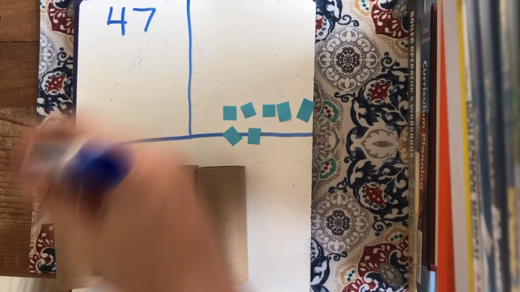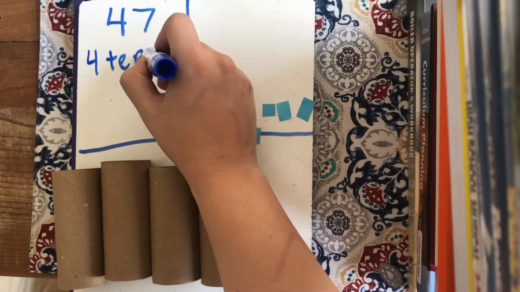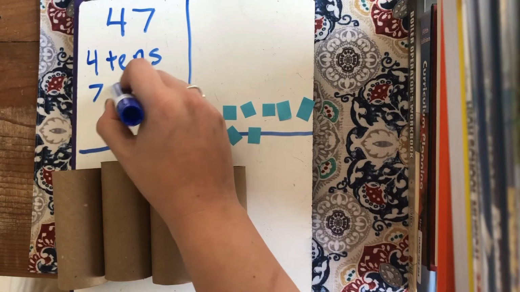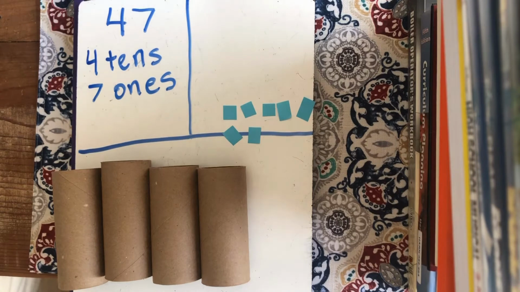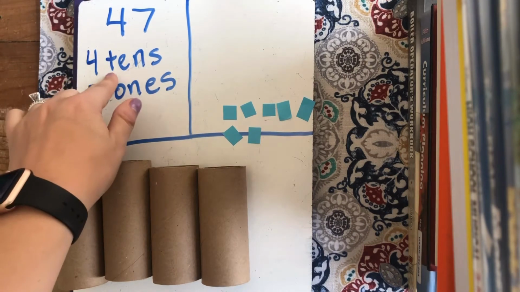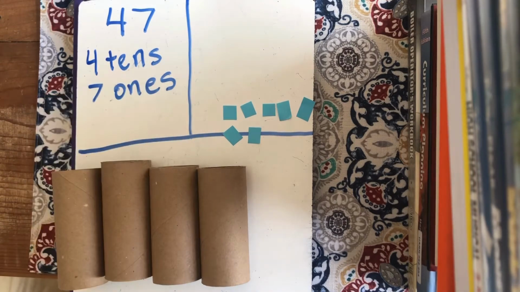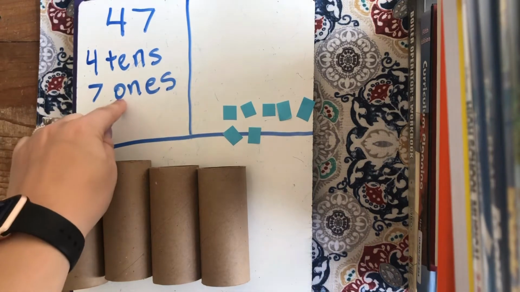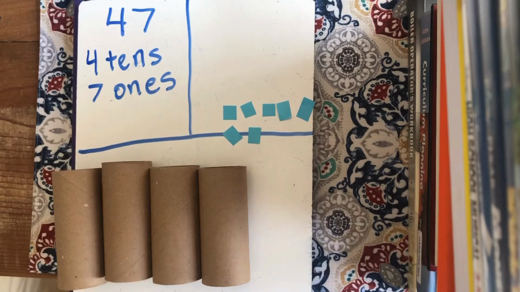So again, that's 4 tens and 7 ones. I'll give you guys an opportunity to write that if you are following along. If you are just watching, that's okay. So we've got 4 tens, T-E-N-S, and then 7 ones, O-N-E-S.